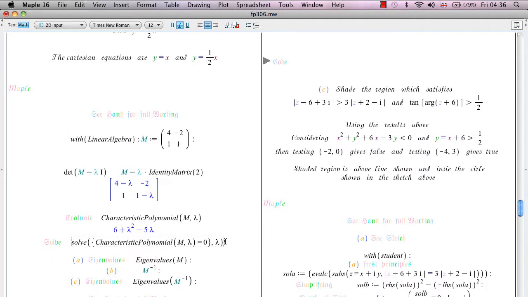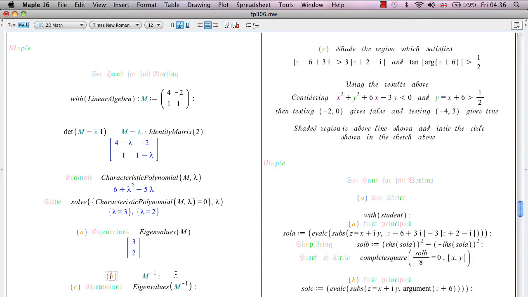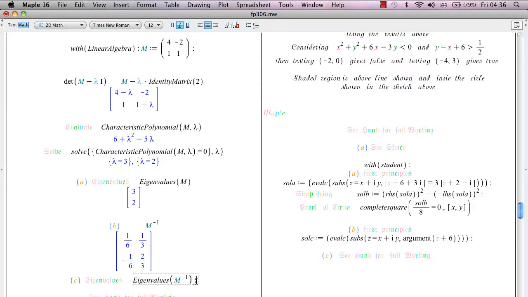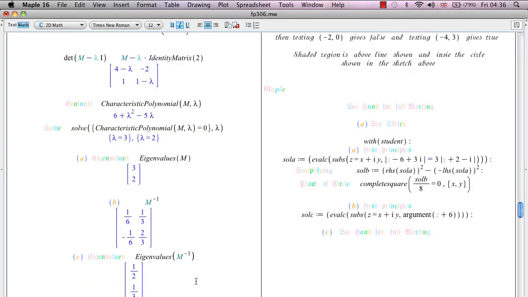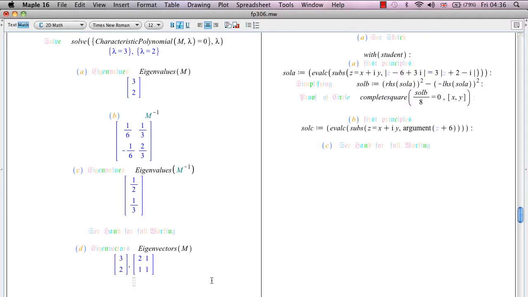So the two eigenvalues in A, the inverse of M, the eigenvalues of the inverse, the eigenvectors of M, showing y equals x and y equals a half x.